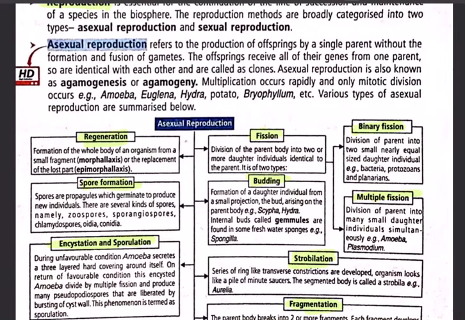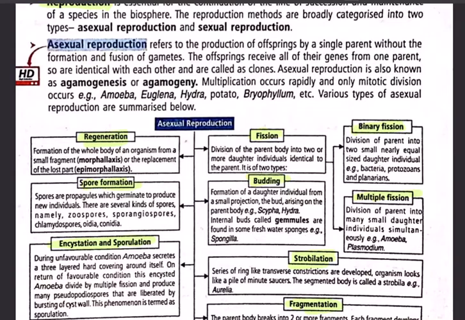Asexual reproduction is also known as agamogenesis. Genesis means taking birth, to give rise to. Agamo means absence of gametes. What are gametes? Yesterday I told you gametes are reproductive cells, sex cells, like sperm is a gamete, ovum is a gamete, pollen grain is a gamete. So if organisms undergo reproduction in the absence of these, then we say it is agamogenesis, or it is also called agamogeny.